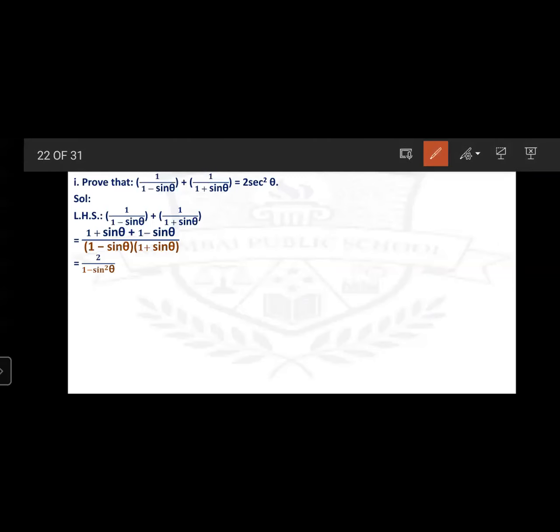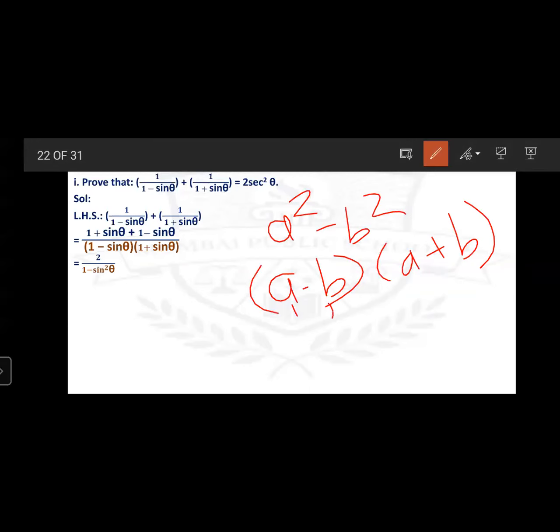Here we apply the formula A minus B, A plus B, which is equal to A square minus B square. Here A is 1 and B is sine theta. So A square means the square of 1 is always 1 and the square of sine theta is sine square theta. So in this way, we write here 2 upon 1 minus sine square theta. We apply the identity A square minus B square, where A is 1 and B is sine theta. So here we write 1 square minus sine square theta.